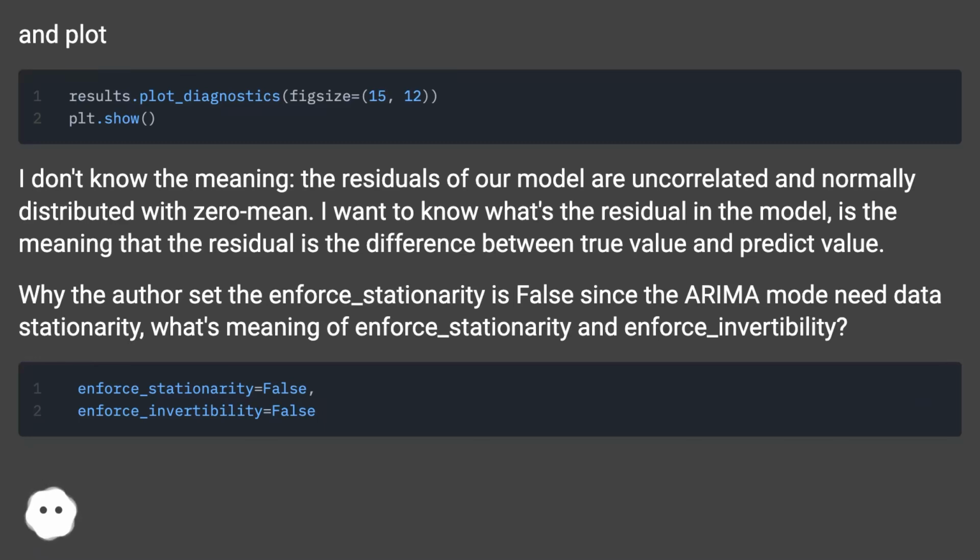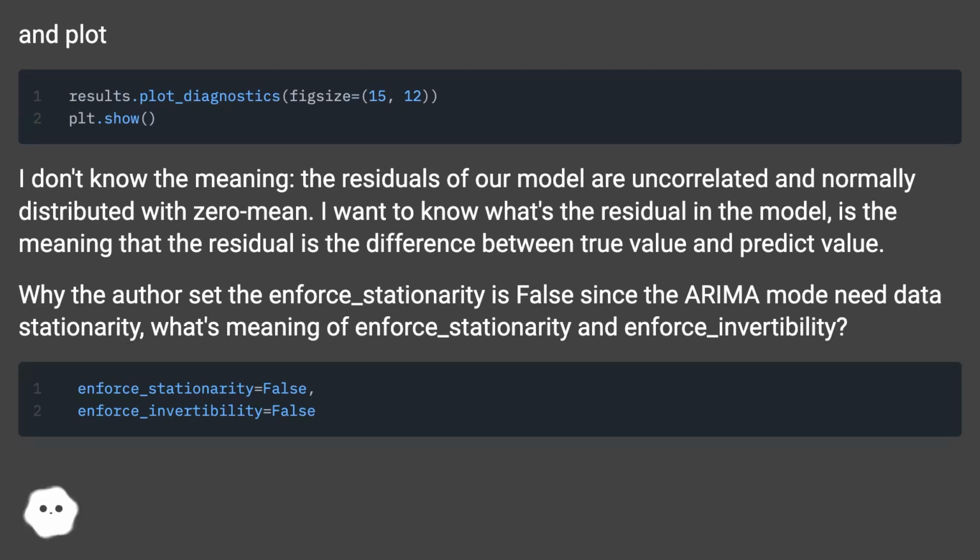And plot. I don't know the meaning: the residuals of our model are uncorrelated and normally distributed with zero mean. I want to know what the residual in the model is. Does it mean that the residual is the difference between the true value and the predicted value?